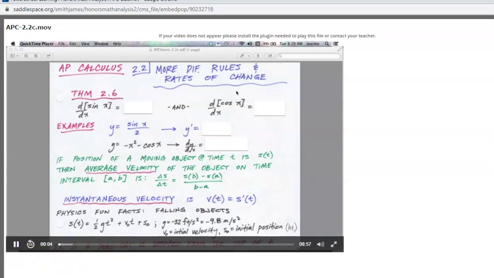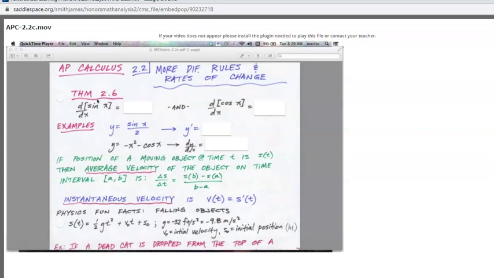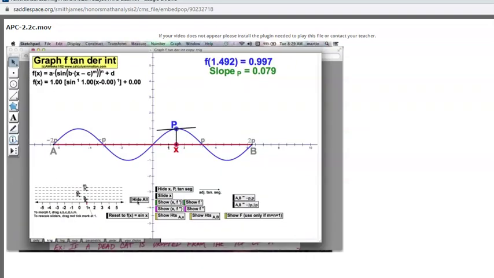Differentiation rules and rates of change. Theorem 2.6 talks about the derivative of the sine of x and the derivative of the cosine of x, both with respect to x. So to examine these, let's take a look at the graph of, first, y equals the sine of x. You can see here that we've got this point P on the curve y equals the sine of x, and we've got a tangent line through P, and you can see that the slope of that tangent line obviously changes as x moves to the right or left right here.